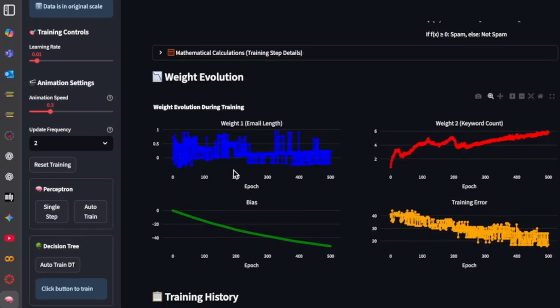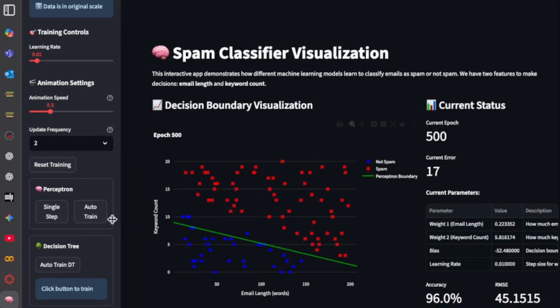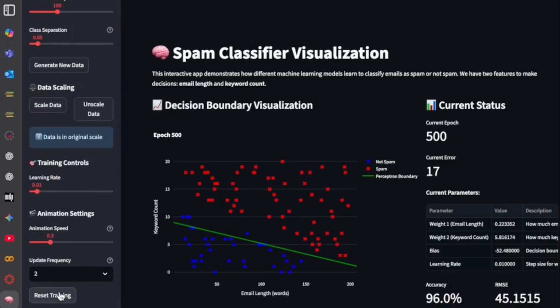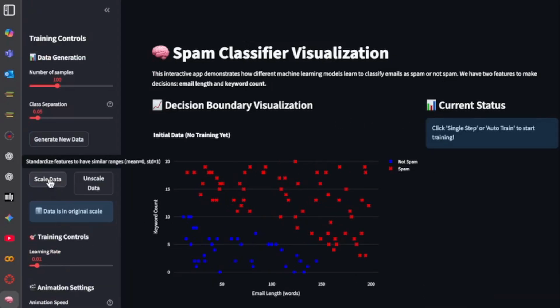Now, in that training run, look at the fluctuation in the email length coefficient. It's just constantly bouncing up and down. And again, that's because we didn't scale our data. A lot of machine learning models really benefit from that. You can see the keyword count weight is much smoother. That has a smaller value. The bias is very smooth also. So I'm going to go ahead and scroll up here, and we're going to scale our data.